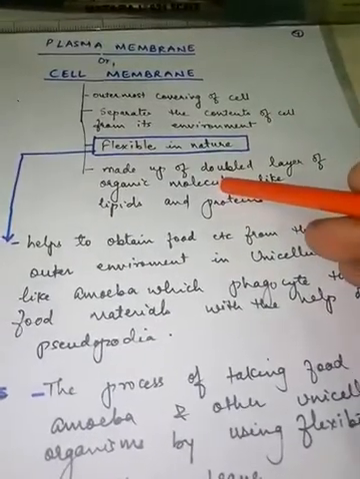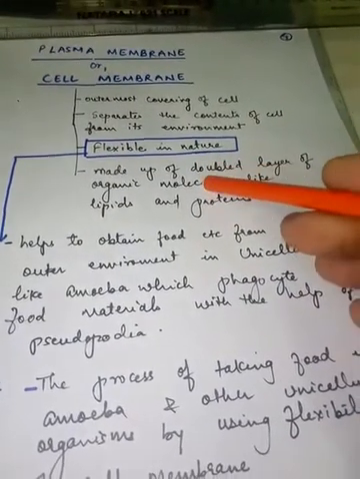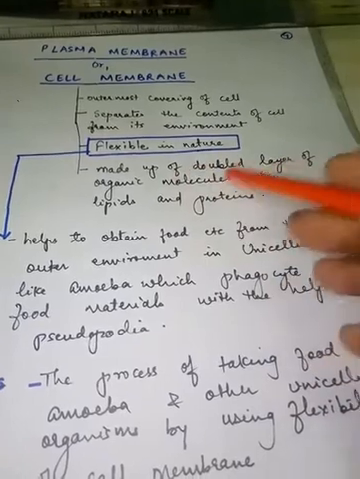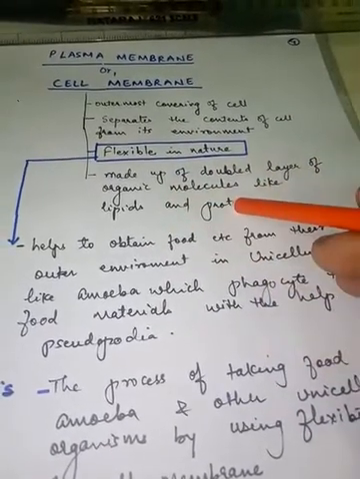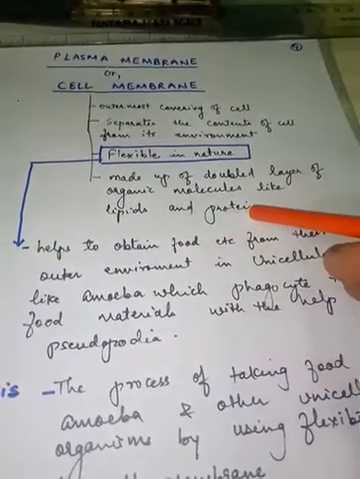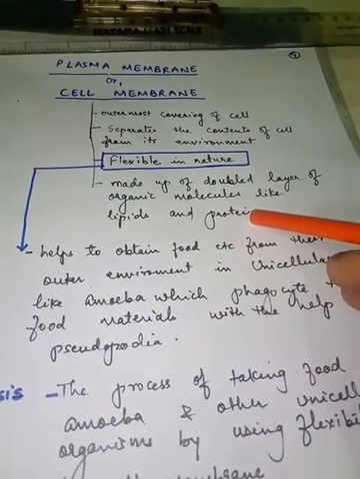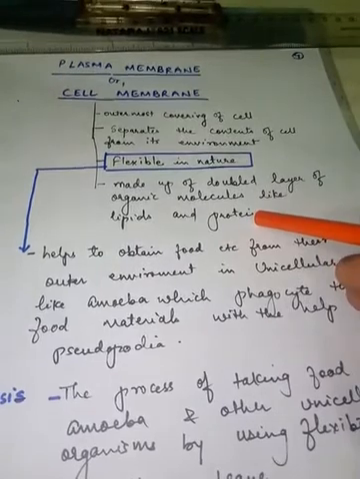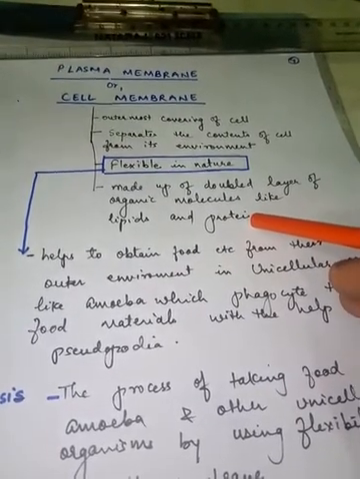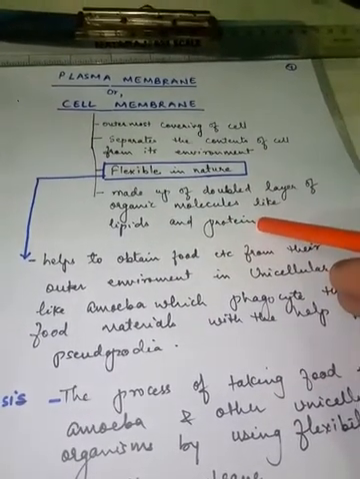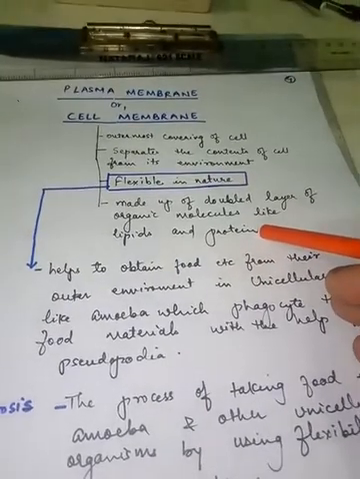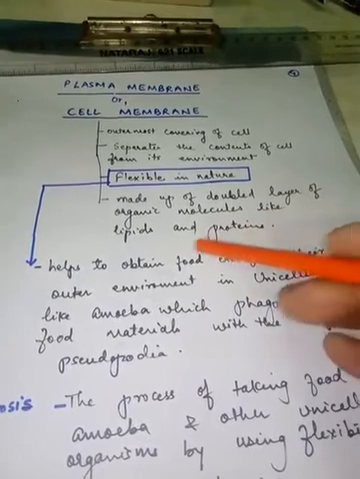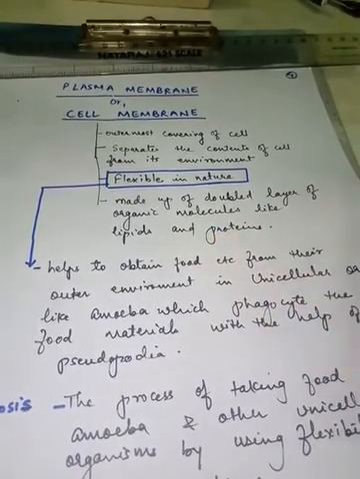Another very important feature of plasma membrane is that it is made up of double layered organic molecules like lipid and proteins. Lipid and proteins together are called as lipoprotein. So if the question comes, what is plasma membrane composed of? The answer will be, it is composed of lipoprotein, or you can say lipid and protein.